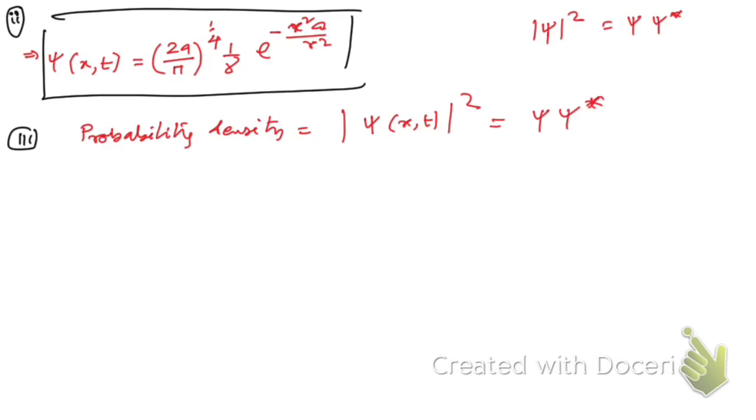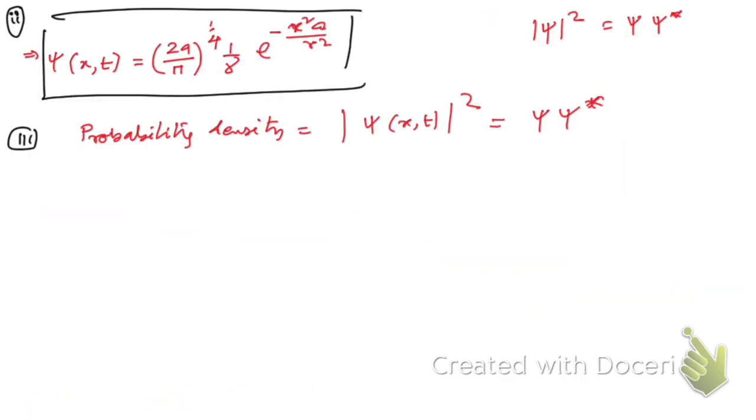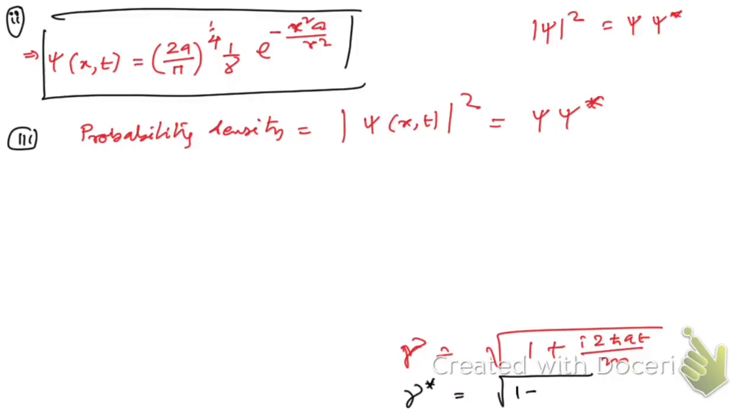Okay, so now you see, here in this case, what was gamma? Gamma is equal to this. So let me copy the value of gamma. This is gamma. So here you see this part is not complex. Here only the gamma is complex because you can see the imaginary number here, right? So complex conjugate of gamma is going to be equal to root over 1 minus i 2a h-cut t by m. That's what we're gonna have, right?